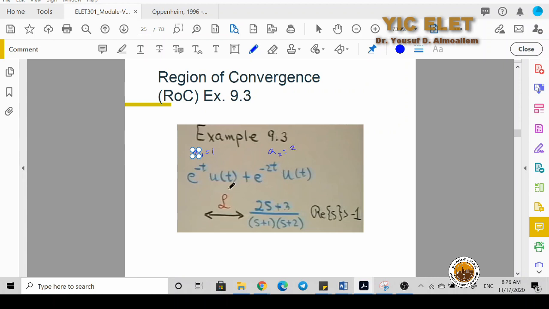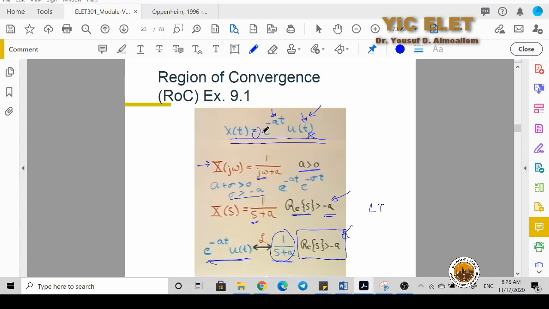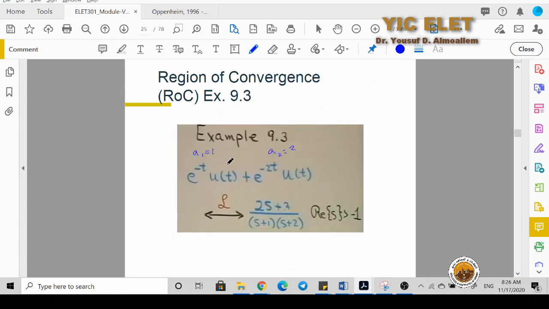2. So using this table, we have this function, e raised to power minus a t u of t, and we will get 1 over s plus a, and the real part should be greater than minus a. So I can use it and find out the Laplace transform of the first part.